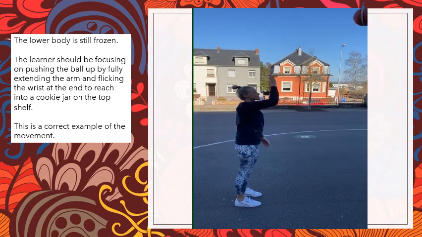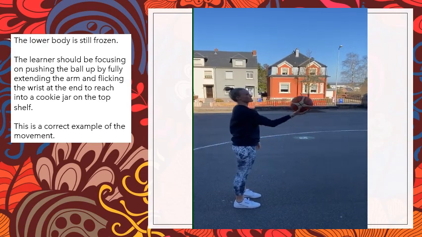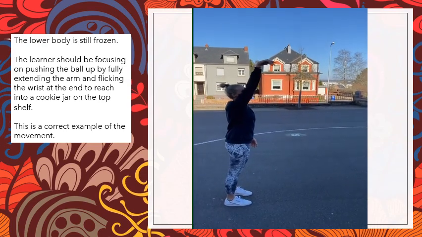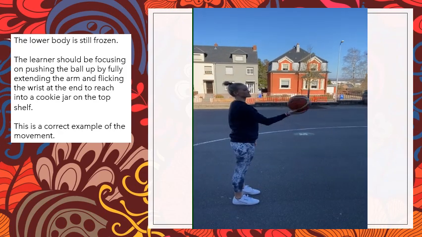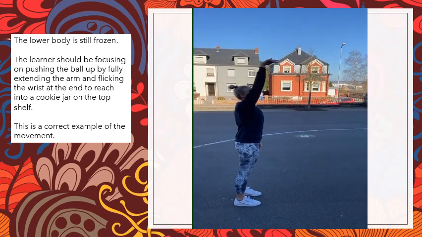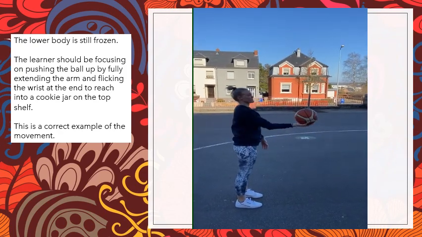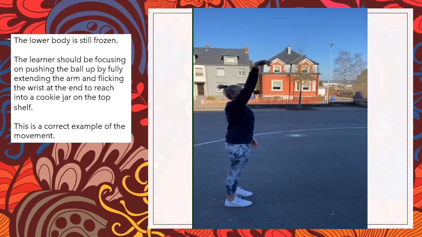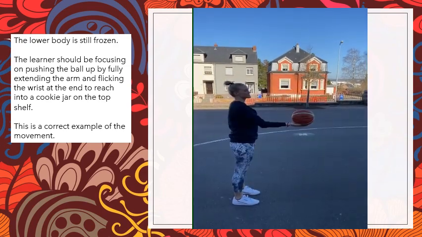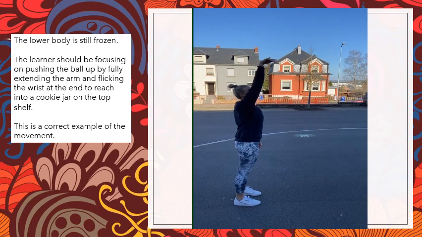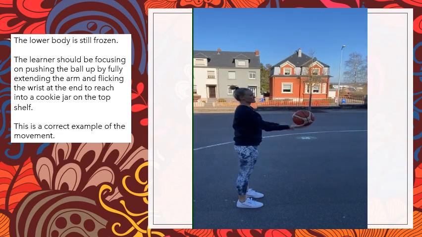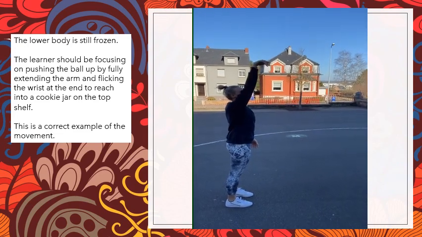This learner is showing the correct example of how this movement should work. She is pushing the ball up by fully extending her arm and flicking her wrist at the end to reach into the cookie jar on the top shelf. Her lower body is also frozen during the whole movement.